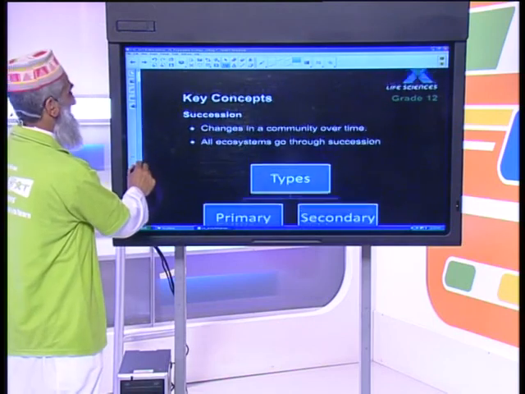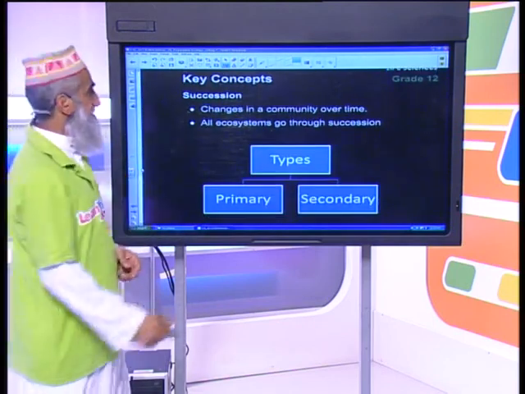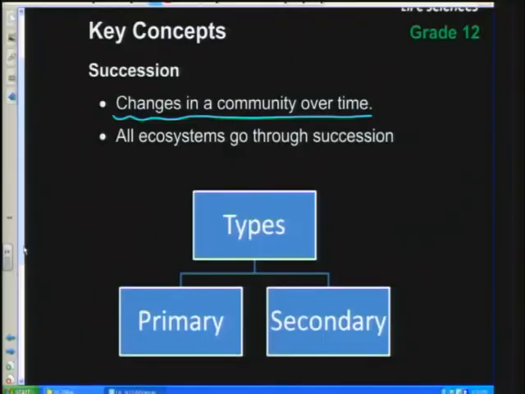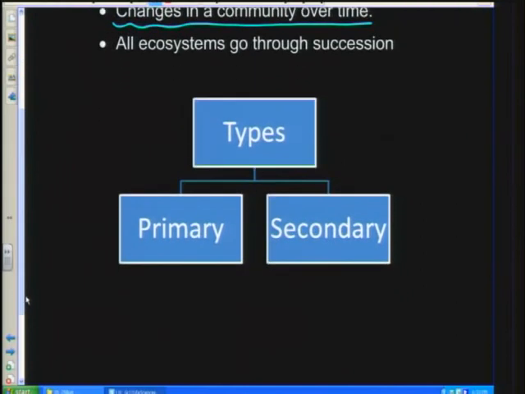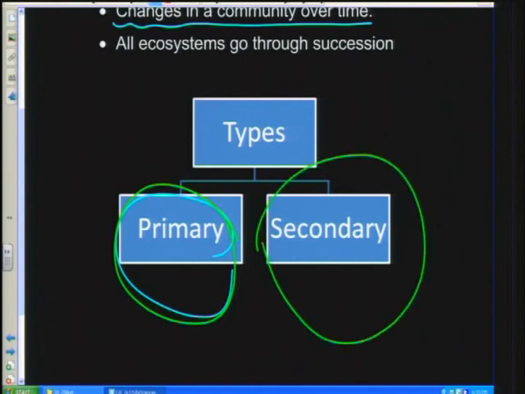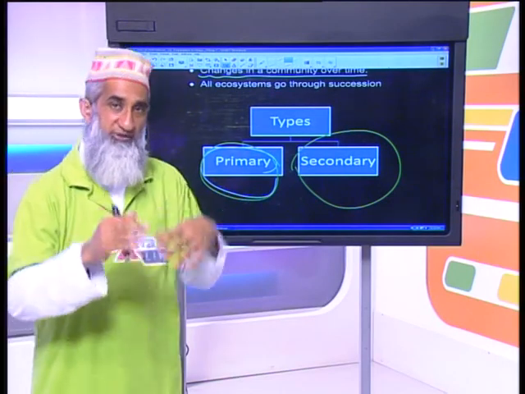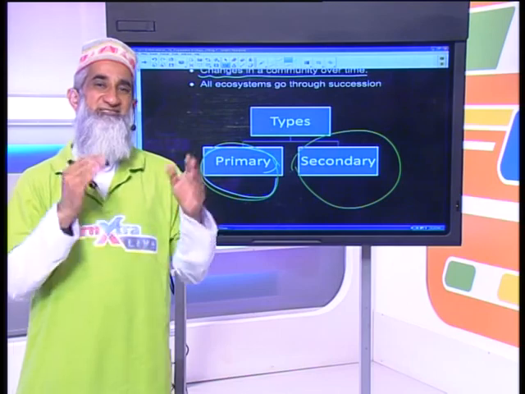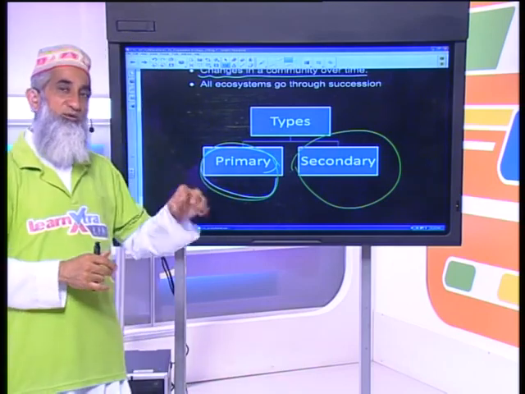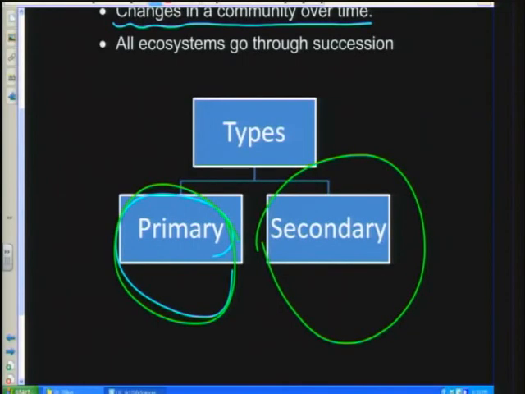We move on to succession. Succession simply means changes in a community over time. And all ecosystems undergo some form of succession. What types of succession do we have? We have primary succession and secondary succession. We're going to look at each of these two types, how they occur, what happens, what stages they follow, and how it enhances development within the ecosystem.